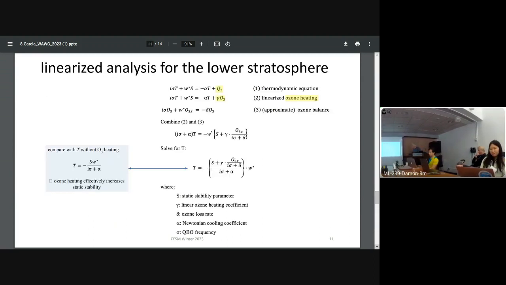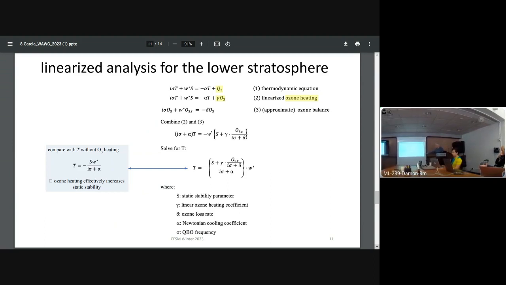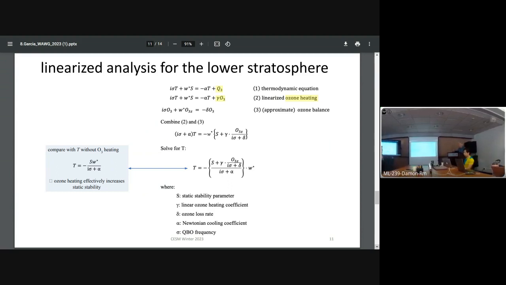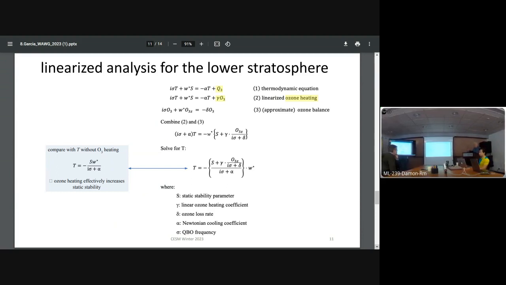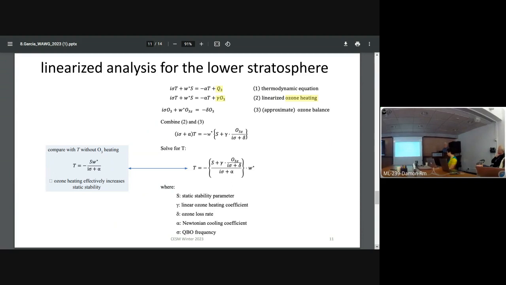This is looking like an increase in the static stability of the atmosphere. It's acting that way, even though it has nothing to do with static stability. What is happening is that the ozone heating is reinforcing the positive temperature perturbation associated with downwelling in the QBO, and vice versa, of course, in the easterly phase when you have upwelling.